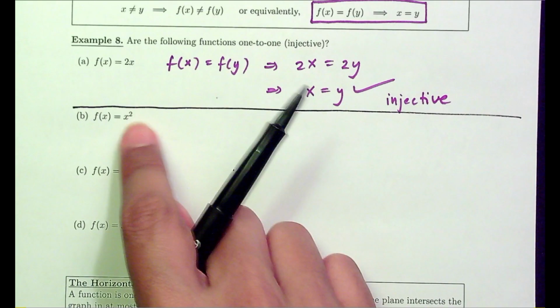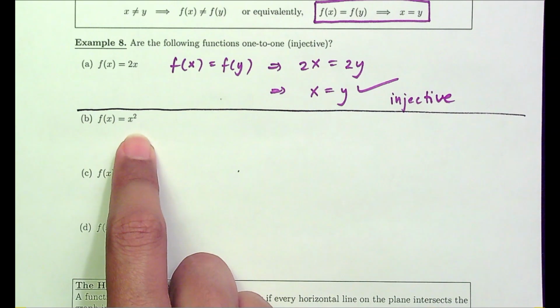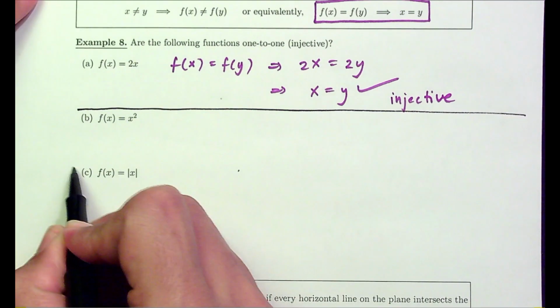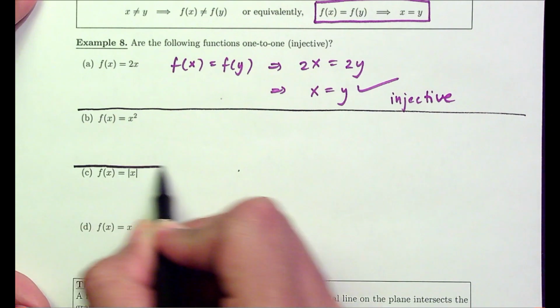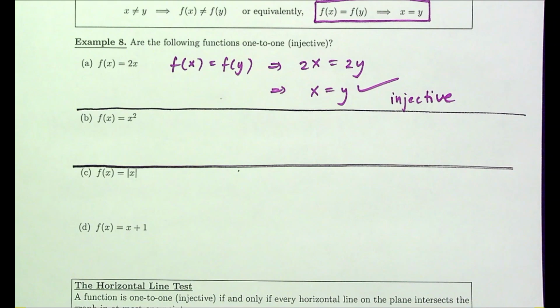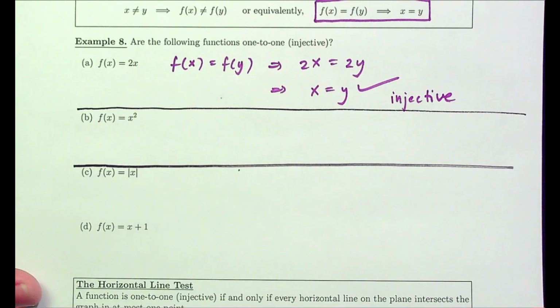Now, how about this one? Is it true that whenever you plug in two different numbers, you always get two different answers? Can you think of two different numbers that, when you plug them in, give you the same answer? This one is actually not injective. You can think of two different inputs that have the same output.